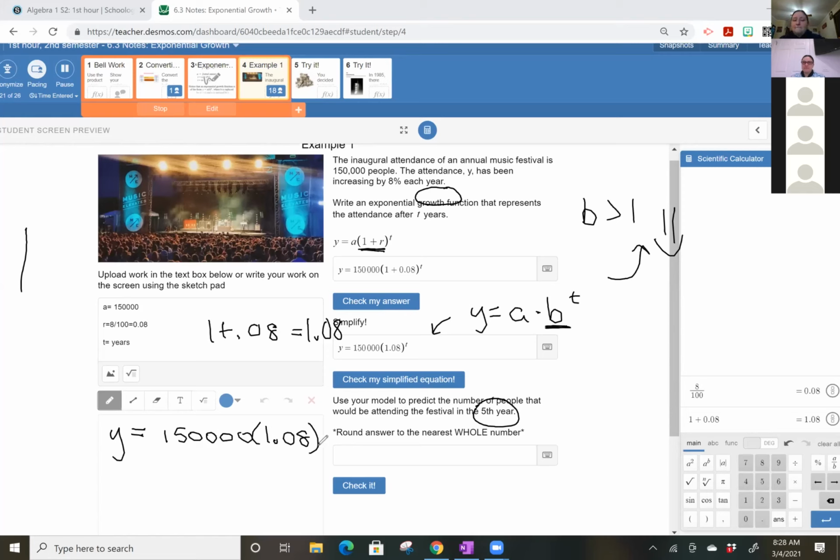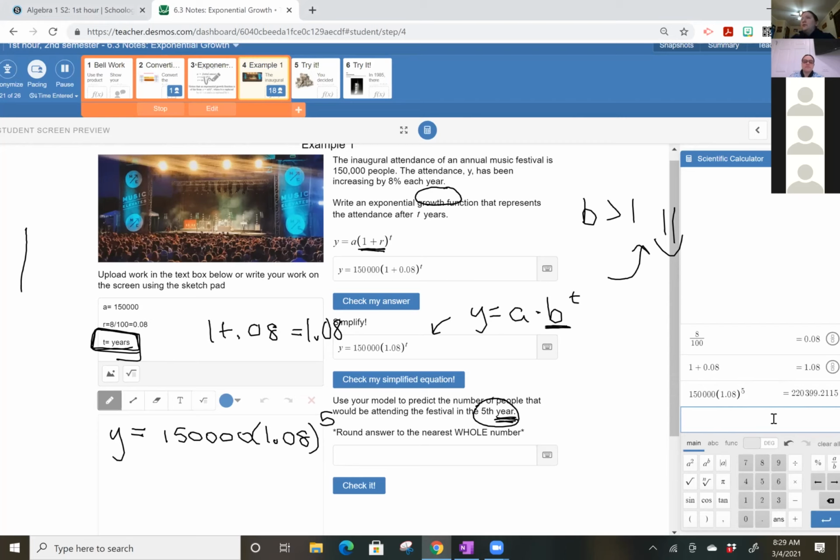Where am I plugging that into? Look, we're talking about years. What variable is our years? T. It's our t value. We're evaluating the same thing that we did in topic 3. So you're putting this 5 here. And go to the calculator, evaluate. You're going to put the whole equation in. 1, 5, 0, then 3 more zeros. 1.08, caret key, and then the 5.